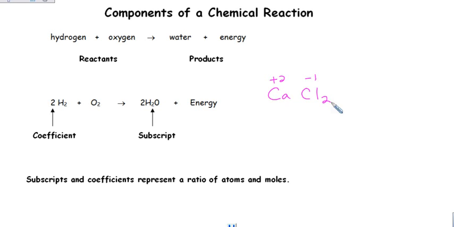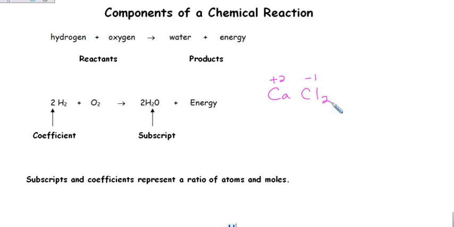What you can change are coefficients. Coefficients are the larger numbers out in front that really just show us a ratio: how many particles of hydrogen, oxygen, and water are either consumed or produced in this balanced equation. You can change the coefficients to balance the equation, but you cannot change the subscripts.